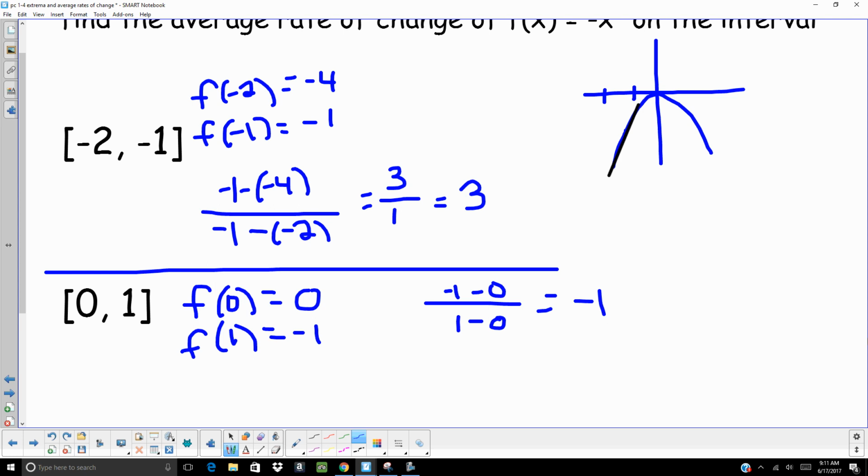On that one, I got -1, which makes sense because it'd be from 0 to 1, it's decreasing. So I should have a negative slope.